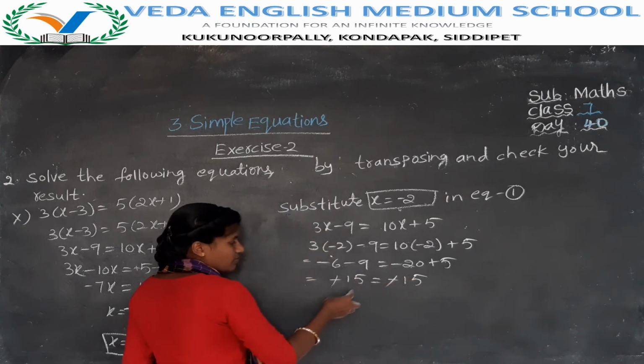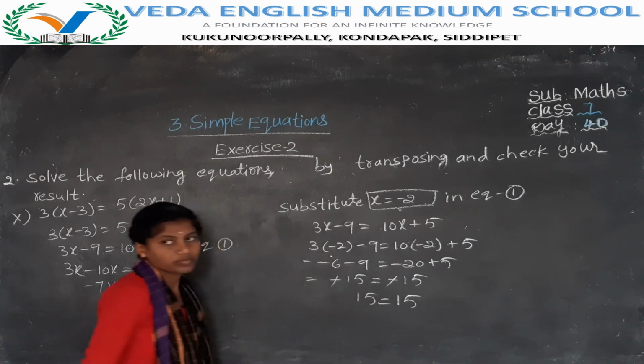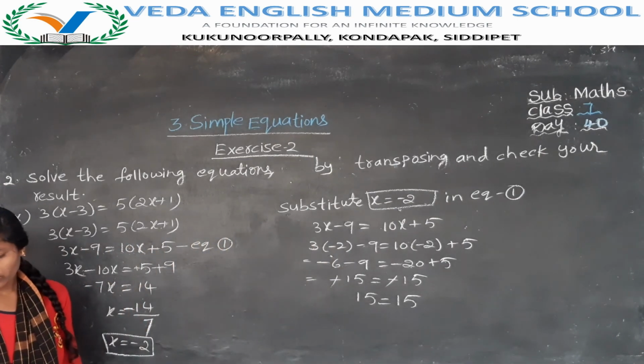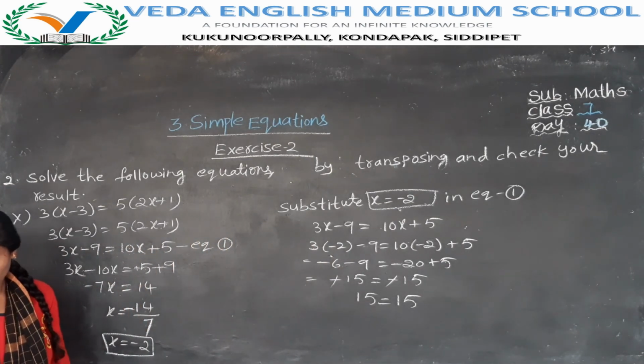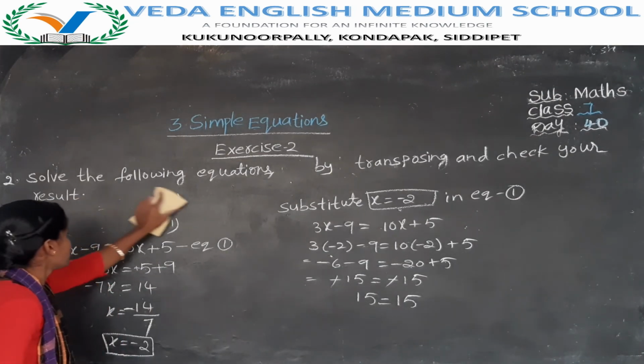Both sides we have the minus symbol. Minus minus will get cancelled. 15 is equal to 15. Like this. Okay. Next I will explain the 7th one. Remaining all you have to write. 7th one. Minus 3x is equal to 15.